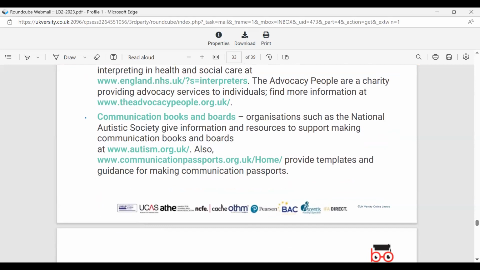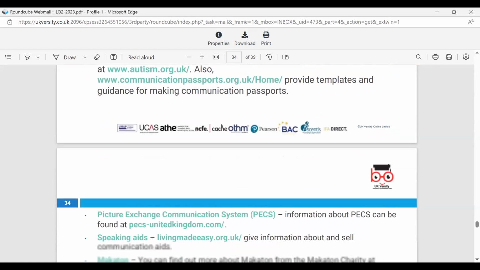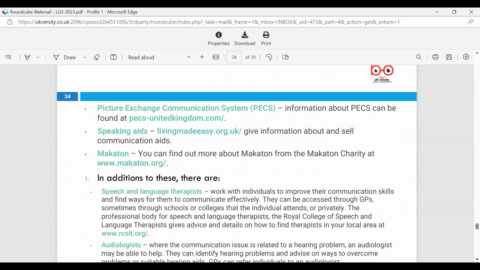Also, we have communicationpassports.org, which provides templates and guidance for making communication passports. Picture exchange communication systems, called PECS, and information about PECS can be found at PECS.unitedkingdom.com. Speaking aids: livingmadeeasy.org.uk gives information and sells communication aids. Makaton, you can find out about Makaton on the Makaton charity website.